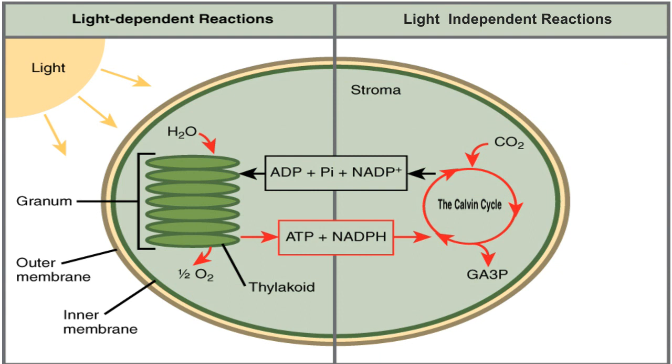Now see here, these are the two types of reaction happening in photosynthesis. First is the light reaction or light dependent reaction. Another is the dark reaction or light independent reaction. In the light reaction, cyclic and non-cyclic photophosphorylation occurs.